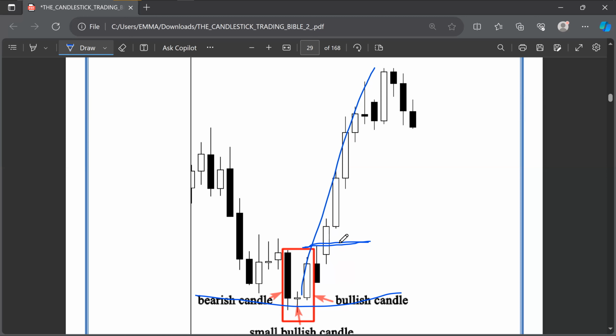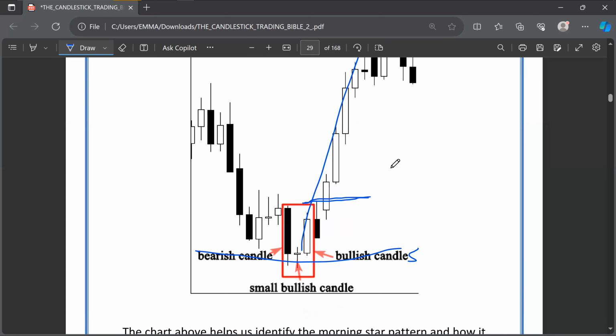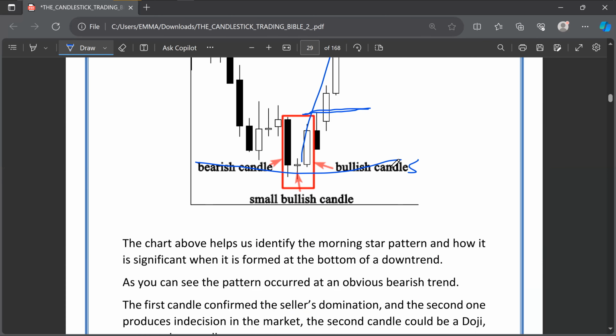So you buy here, and you can put your TP around this place. Your SL could be just below the pattern. Then you move ahead. So this is what the bullish morning star consists of, 3 types of candlesticks.